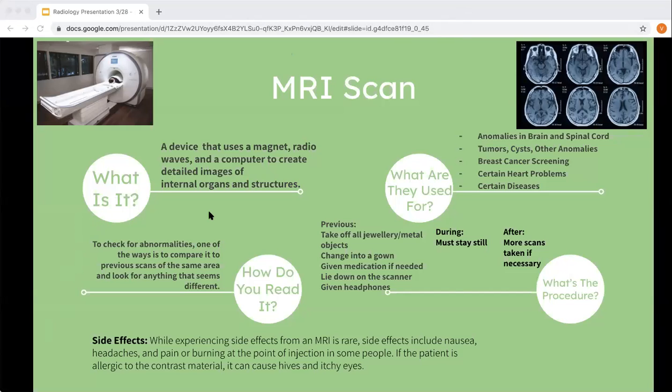The procedure for an MRI scan is pretty simple. Before the scan, the patient takes off all metal, jewelry, or accessories, as they can interfere with the magnet. The patient then changes into a gown and is given medication if needed in the situations where the patient is nervous or anxious. The patient then lies down on the scanner and is given headphones to block out the sounds, which are often described as loud clanging noises. Next, we'll move on to CT and CAT scans.